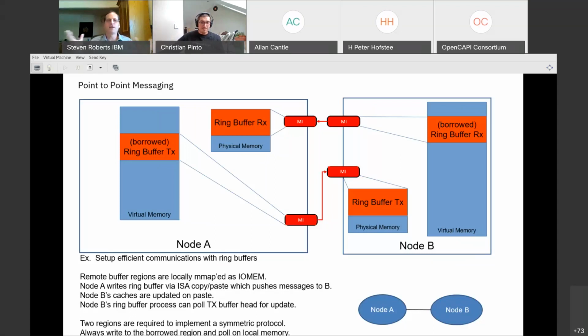Okay. So when you think about how to do that in other systems with NICs involved, et cetera, that's a pretty lengthy process.